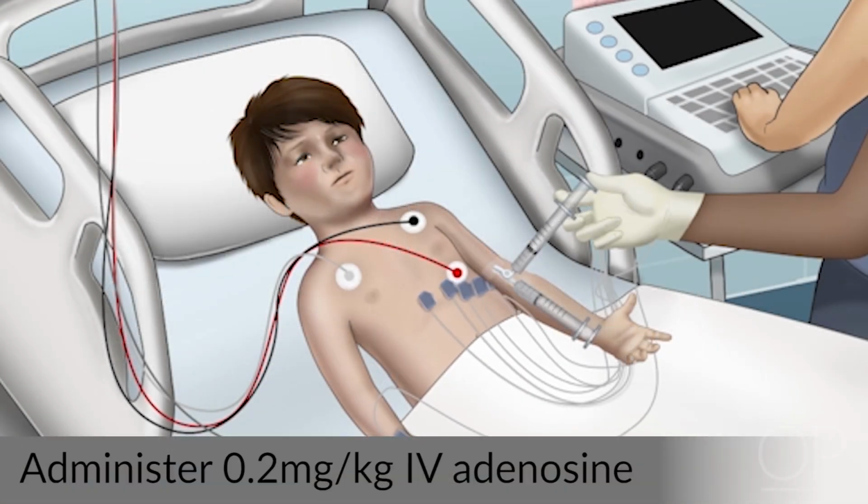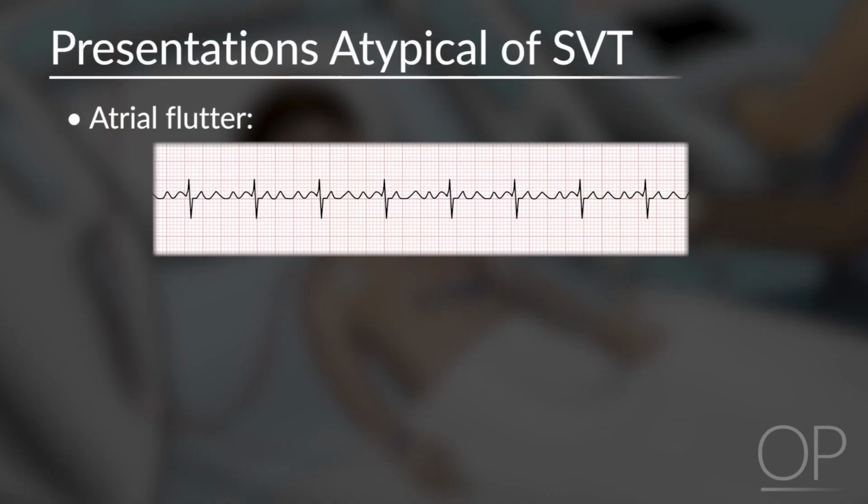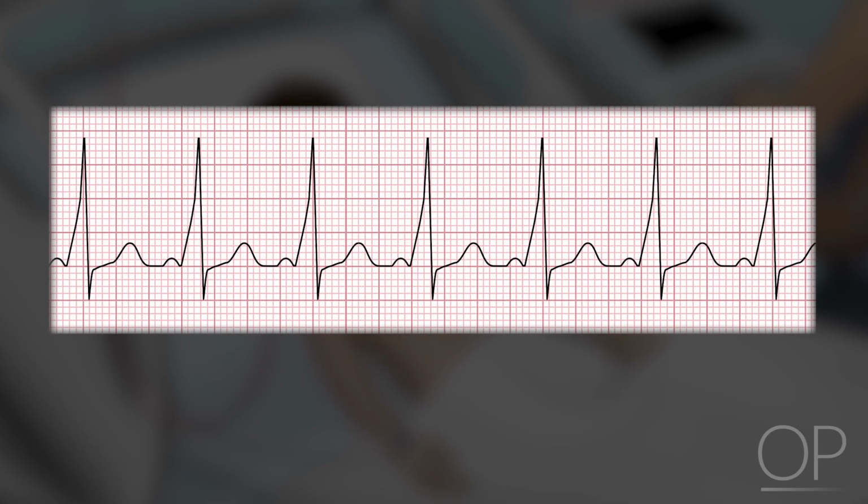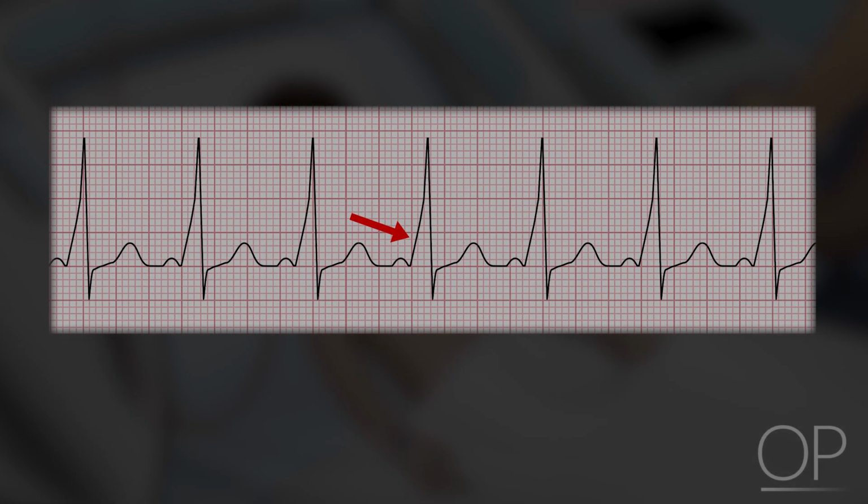Now, have the nurse give 0.2 milligrams per kilogram of IV adenosine, preferably with a continuous ECG. A clean termination should be easily appreciated. The presence of flutter waves or slowing without termination suggests another mechanism than classic reentrant supraventricular tachycardia. Examination of the ECG demonstrates ventricular preexcitation.